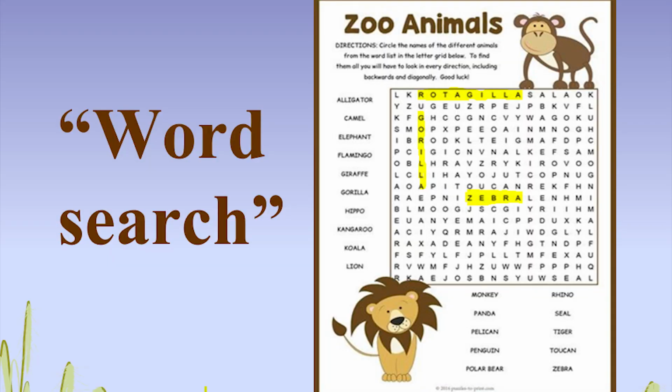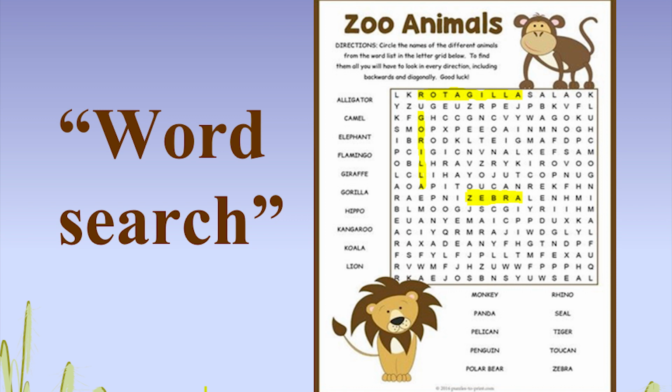I'd like you to pay attention to one task you probably won't know how to do. Word search. This task will be in your video. As an example, let's have a look at the next slide. Word search animals. You are to circle the names of the different animals. To find them all, you will have to look in every direction, including vertically, horizontally, backwards, or diagonally. I have found 3 words for you.